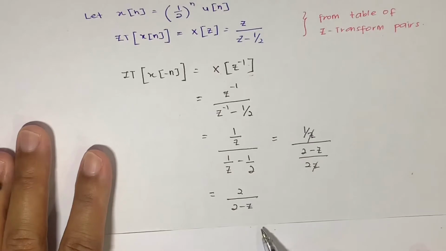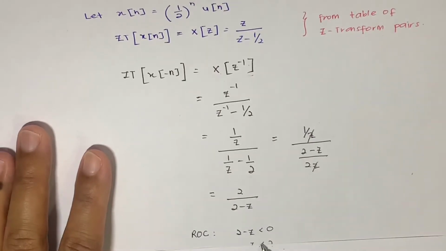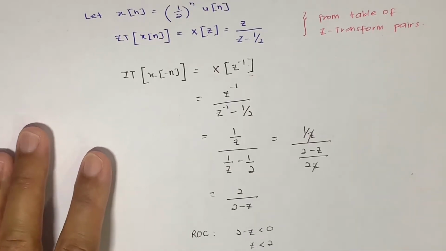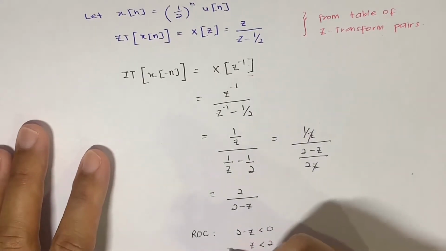So how about the region of convergence? 2 minus z equal to 0, so |z| less than 2. Okay, this is the only region of convergence left.